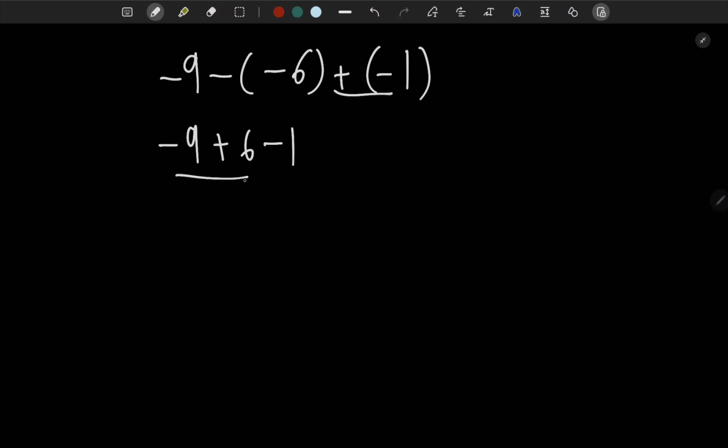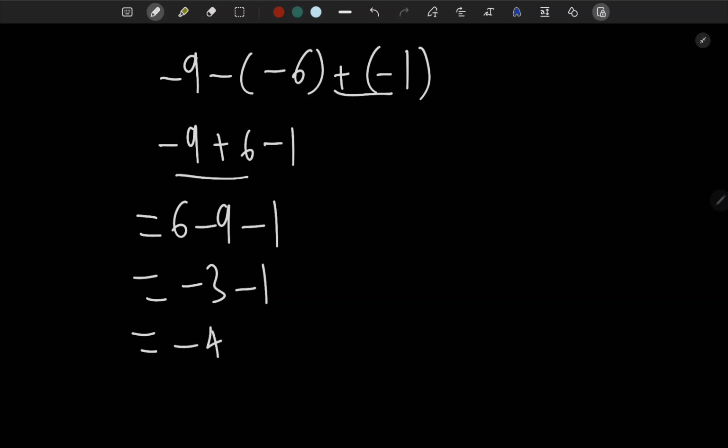Let's perform this first, and we can rearrange this again. So it becomes 6 minus 9, which is the same thing, minus 1. And 6 minus 9 is going to be negative 3, minus 1 again, and now this is negative 4.